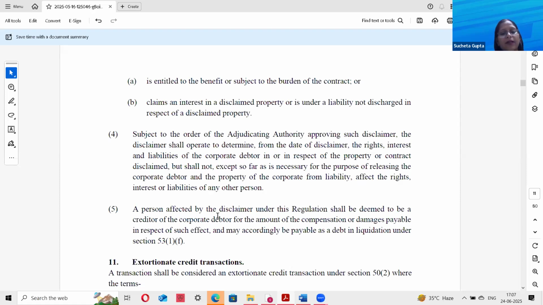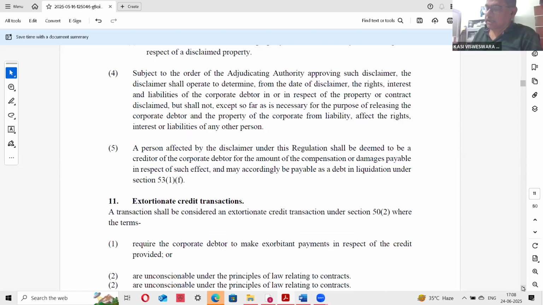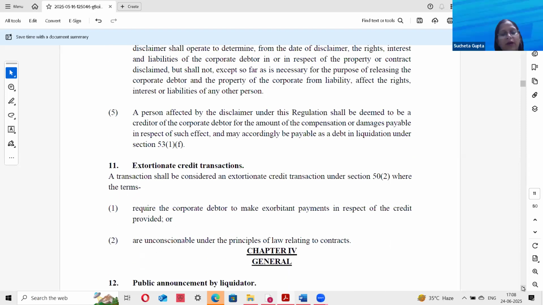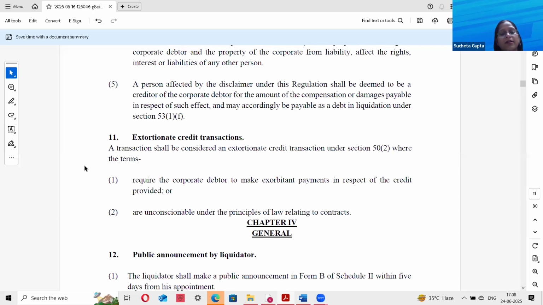The person affected by the disclaimer under this regulation shall be deemed to be a creditor of the CD for an amount of the compensation or damages payable in respect of such effect, and may accordingly be payable as a debt in liquidation under section 53 subsection 1(f). Now, others as required to be paid in the waterfall mechanism.